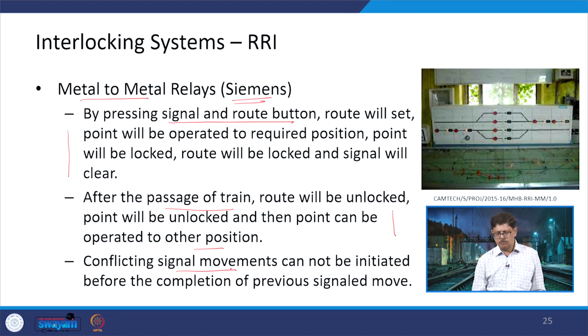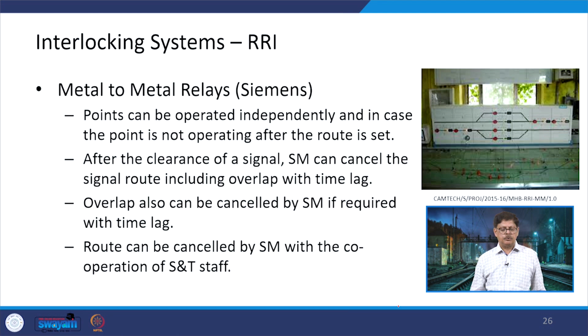Conflicting signal movements cannot be initiated before the completion of the previous signalized move. So some authority has already been given for the movement. Now you cannot operate a signal which is going to create a conflicting movement, in the sense that a train can now come on the same track. The points can be operated independently, and in case the point is not operating after the route is set.